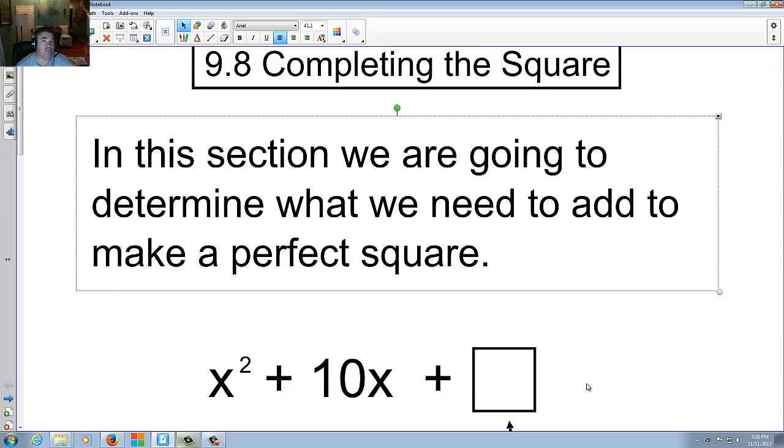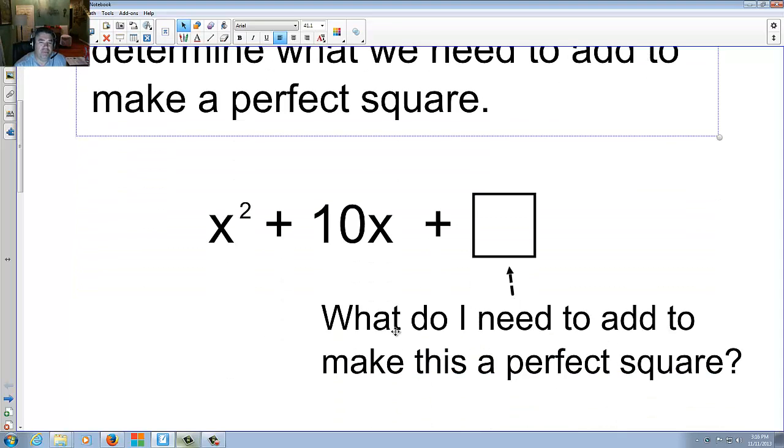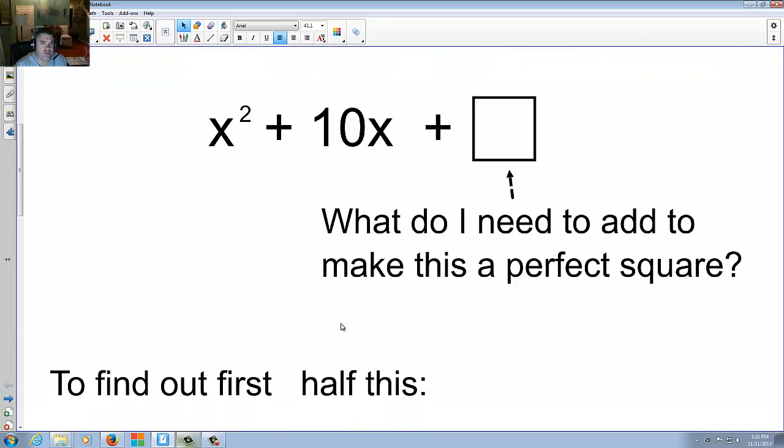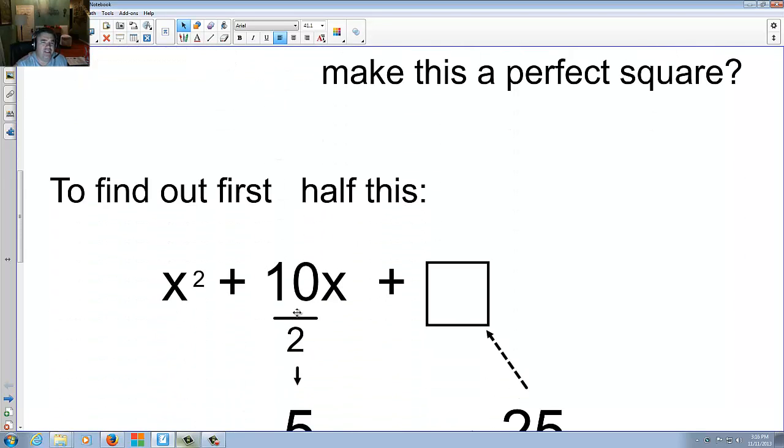Now, to make this a perfect square, what I'm basically going to do is factor into two smaller pieces that are the same. So simply put, what do I need to add to make this a perfect square? Well, at first you might have a little trouble with this, but then it should get easier. What we do is take the 10x and take half of that. Half would be 5. Now why half?